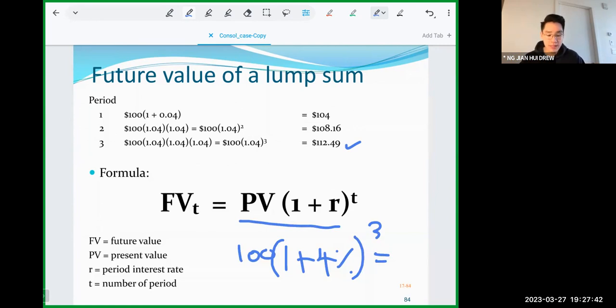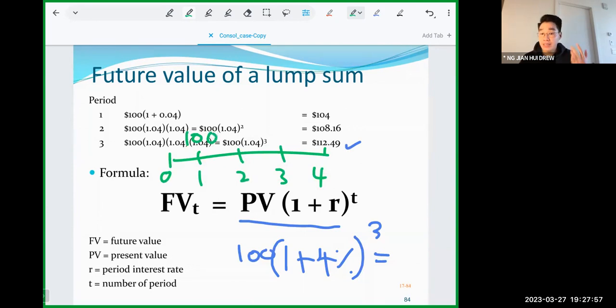Because of that, there is an important concept that I want to highlight to you here. Let's say I have this timeline here: 0, 1, 2, 3, 4. If I have $100 here, is this $100 still worth $100 if I shift it to the 4th year? Anyone want to give a try? Is this $100 still worth the same amount of money? Maybe you're not too sure, but the short answer is no.